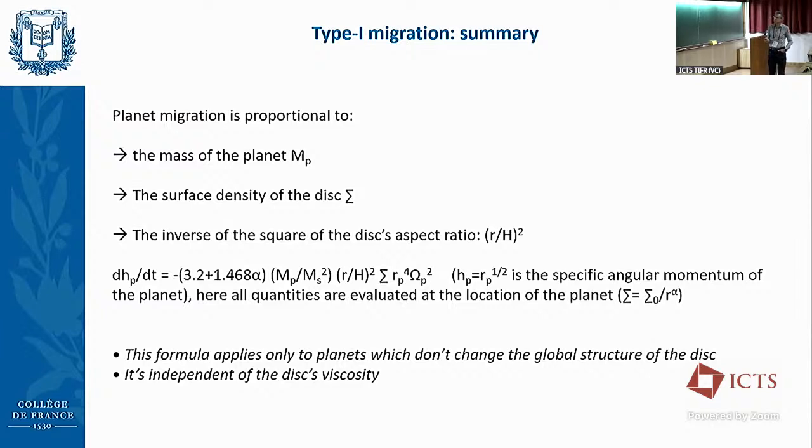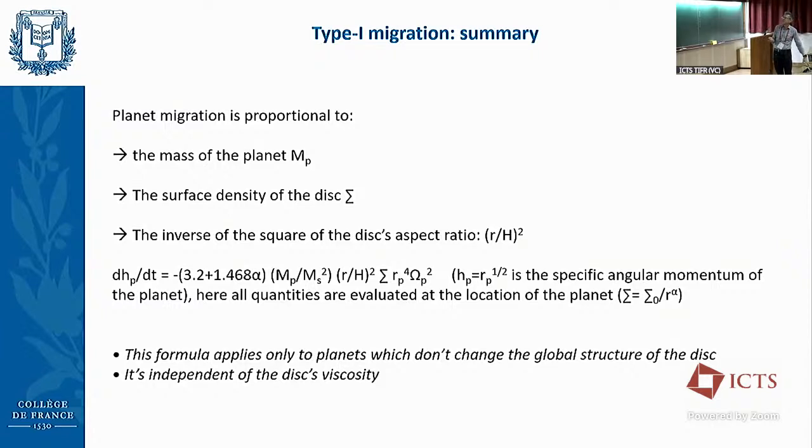The change in specific angular momentum of the planet, the specific angular momentum being the square root of the location of the planet, is the angular momentum per unit mass of the planet. So it's in general negative. There is this coefficient that becomes stronger and stronger the steeper the disk is, where alpha is the exponent of the power law of the disk, proportional to the mass of the planet. Then you can normalize to the mass of the star. The mass of the star appears squared because you place the disk here for dimensional reasons.